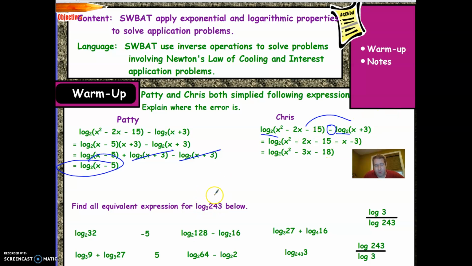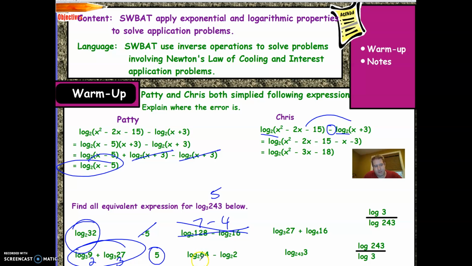Log base 3 of 243 is 5, so I'm looking for all the expressions down here that equal 5. So this equals 5, this does not. Log base 2 of 32 is 5 because 2 to the 5th power is 32. Log base 3 of 3 is 2, and log base 3 of 27 is 3. 3 plus 2 is 5. Log base 2 of 128, I believe, is 7. 2, 4, 8, 16, 32, 64, 128. So, yeah, that's 7. And 2, 4, 8, 16, so this is 4. 7 minus 4 is not 5.